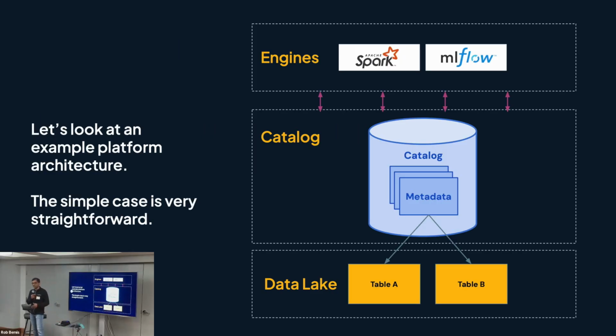And let's look at some examples to drive home the point. So take a simple example. We have all of our tables stored in the data lake on cloud storage. And let's say we have a catalog like Hive managing this data and engines like Spark or Flink accessing this data. This is a pretty straightforward example. This is very easy to set up. Many enterprises today set up data platforms this way.